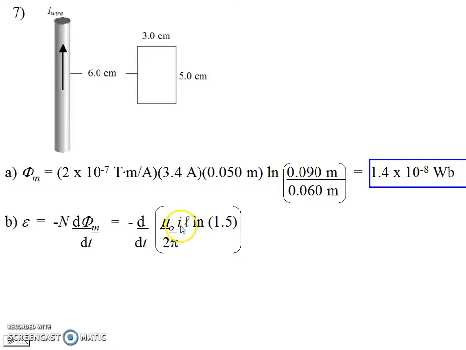It is I that is changing, and you're given the function of I with respect to time. So we pull all those other things to the outside. It is then just a differentiation of I with respect to time, and you have a very simple function. It's 3.4 amps minus 0.06 amps per second times time.